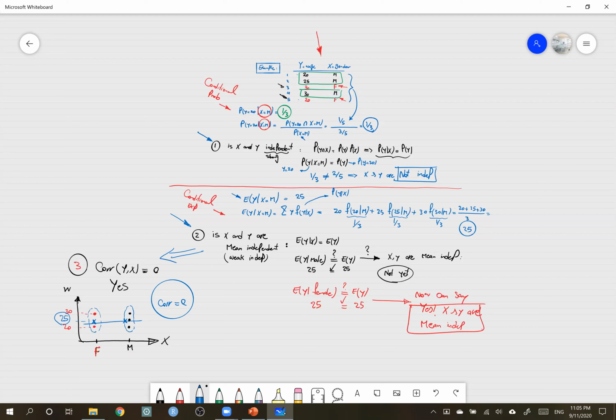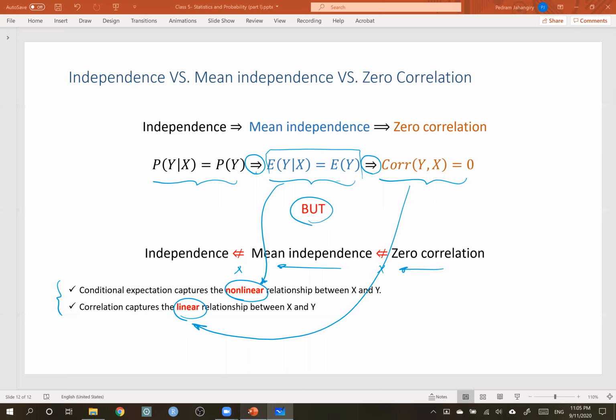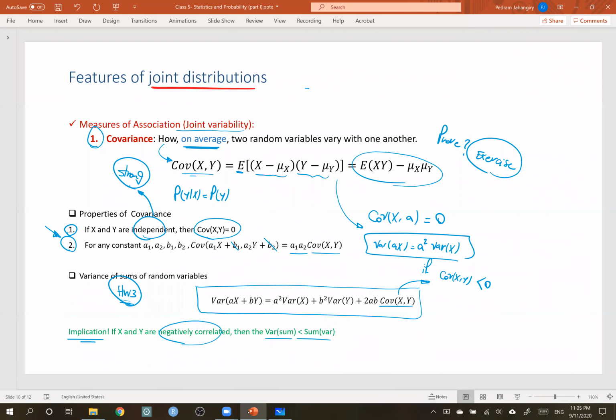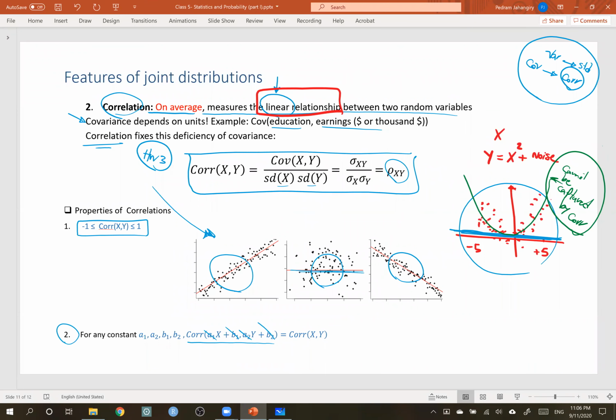And by definition, we know correlation captures the linear relationship. As long as you have a flat line, the linear relationship is 0. Going back to this slide, there's a flat line, so the correlation is 0.